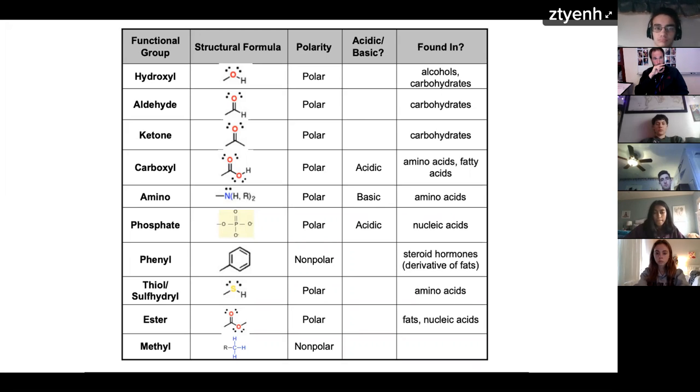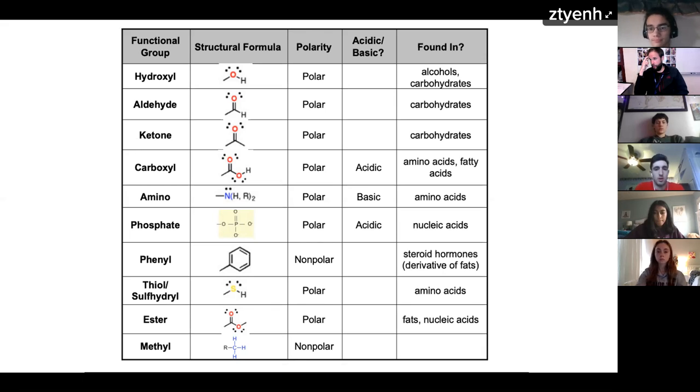So are they used to transfer the phosphate group to the molecule? Sometimes, yep. Especially hydroxyl groups, that's going to be a really common place where the phosphate group will be added to a biological molecule.